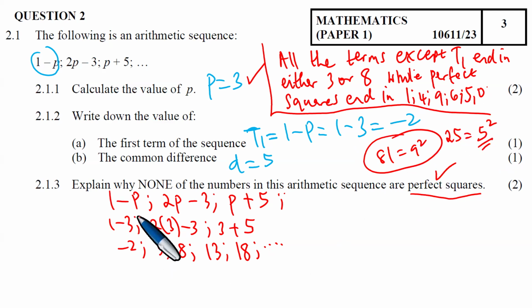Right, so that explains why none of the numbers in this arithmetic sequence are perfect squares. This exactly is the explanation. All the terms except T1 end in either 3 or 8, while perfect squares end in 1, 4, 6, 5, and 0. Where's the question?